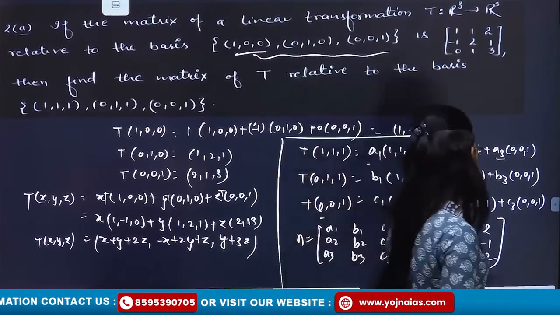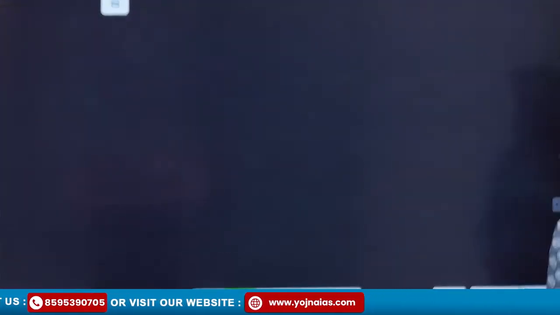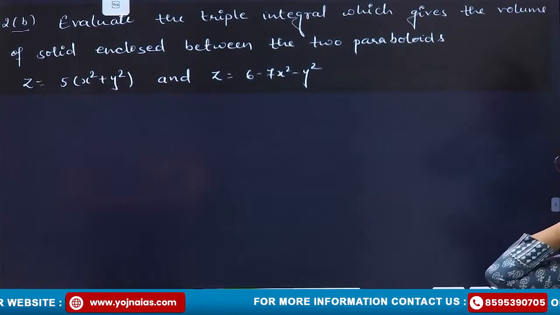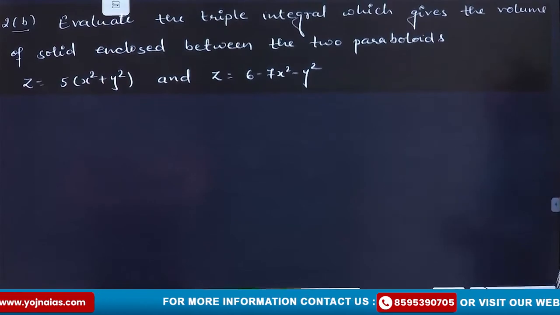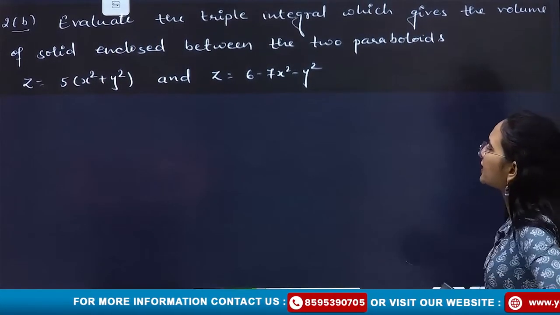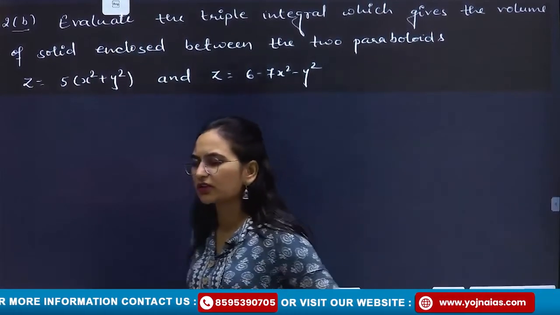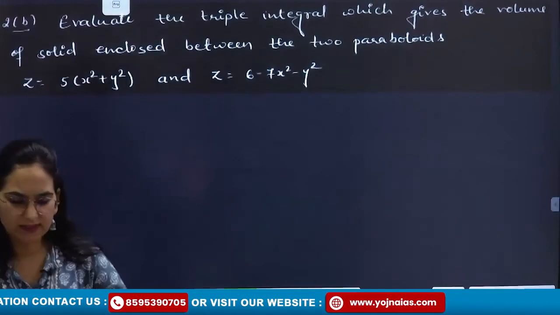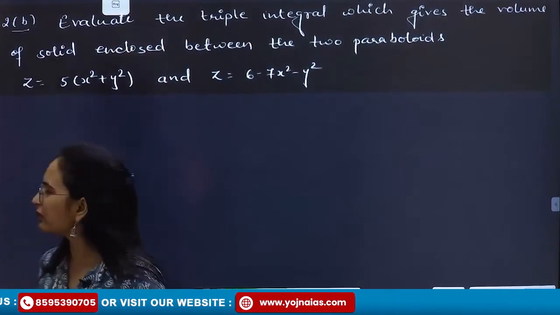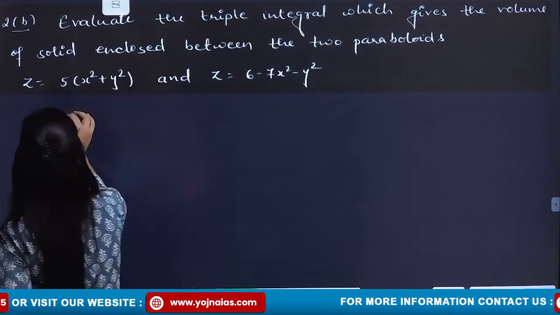Let's move to the next question. Evaluate the triple integral with volume of the solid bounded by two parabolas in z. So there are two parabolas. What is the volume of a figure? Triple integral.